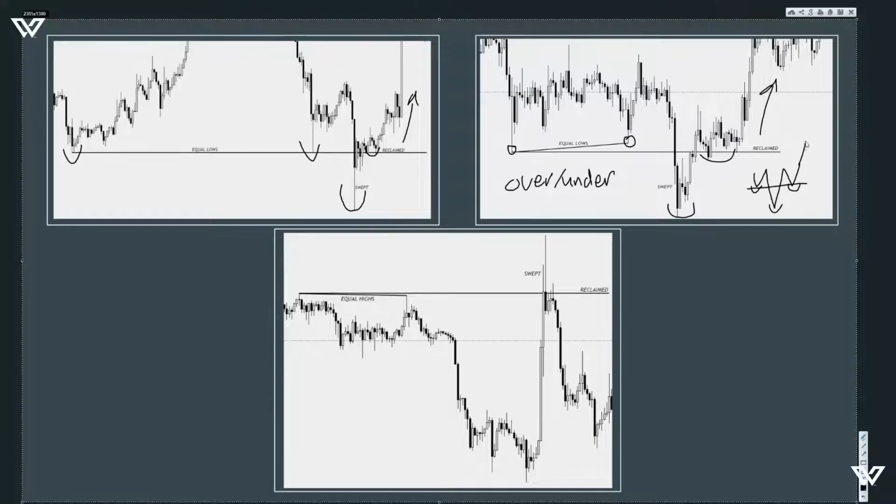Okay, and usually these are even better because this has equal lows here, and then an example of equal highs: price has this big wick through, traps a bunch of traders, takes a load of stops, deviates back inside, and then we trend lower to fill all of this imbalance down here.